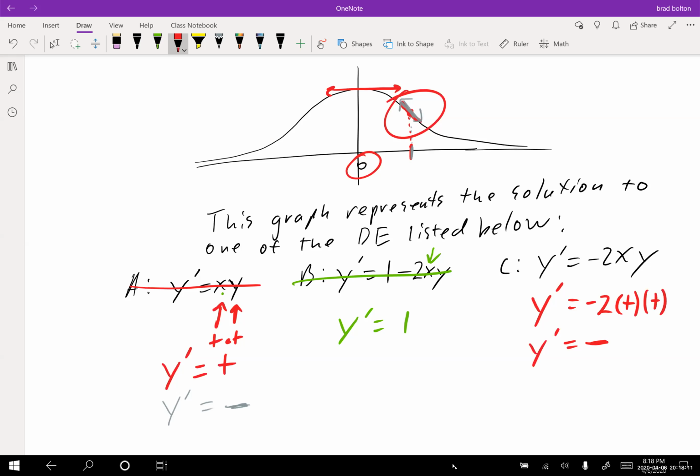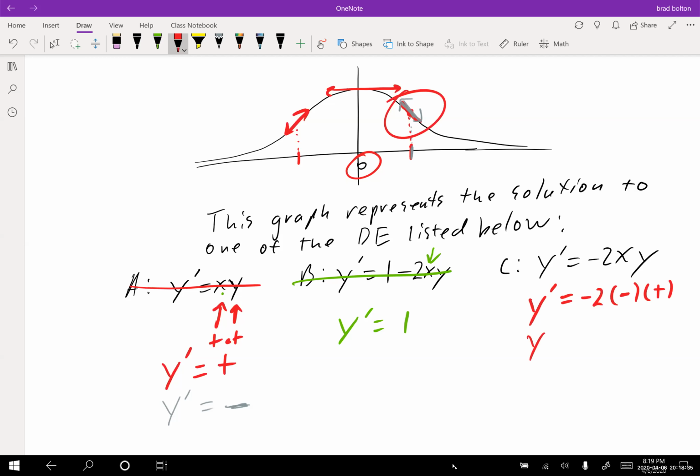Now let's just double check. What if we came over here and we drew a tangent line, say right here somewhere? So in this case, my x is negative and my y is positive. So let's test and see if C still makes sense. y prime equals -2 times x is negative, y is positive.